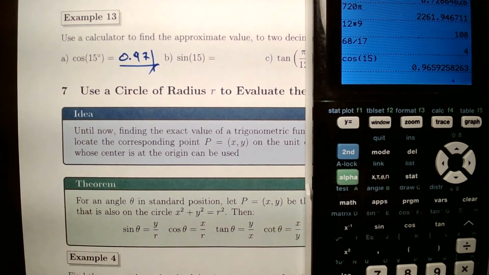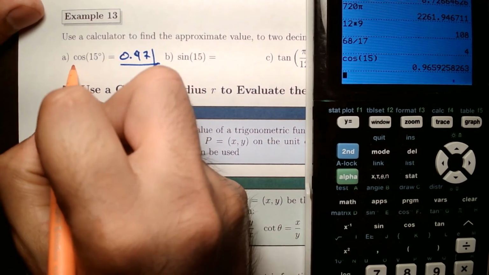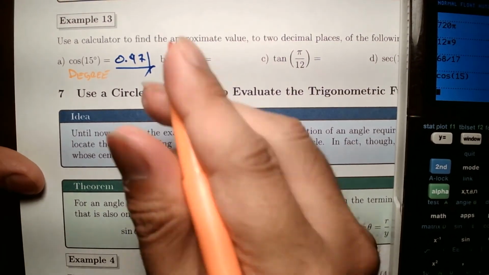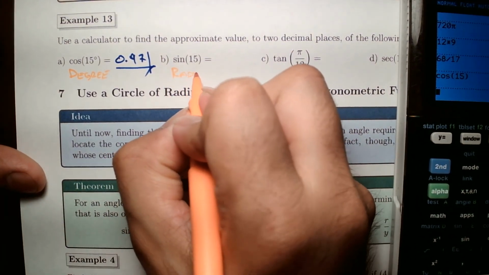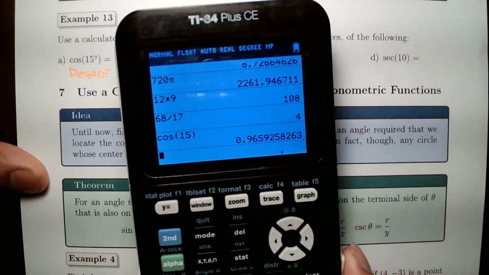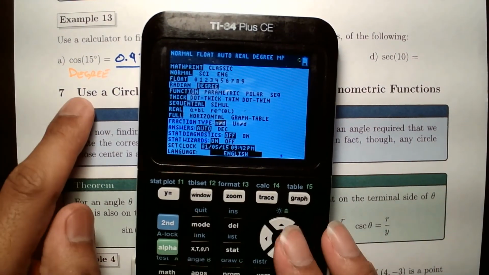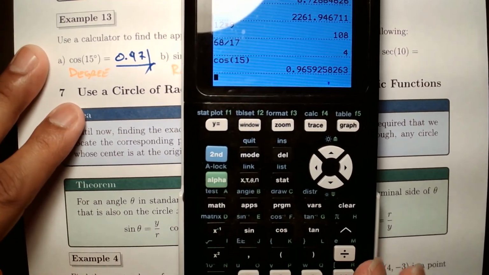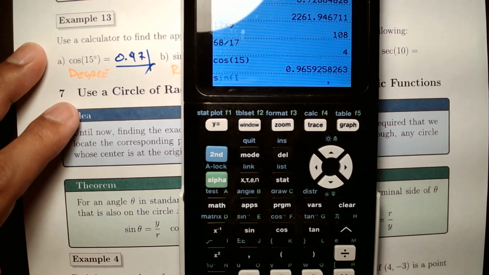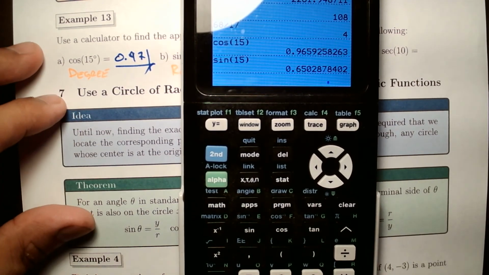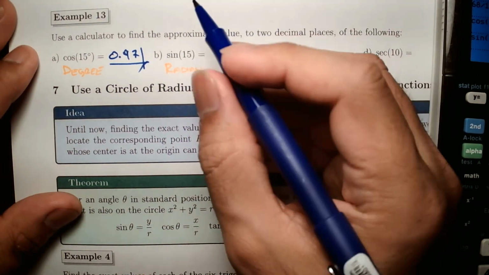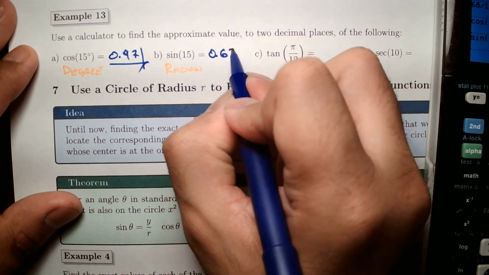Let's evaluate sine of 15. However, in this case, be sure that this is degree. Note, this is in degree, and note that this is in radian. So we want to set our calculator back to radian mode. So second, quit, and then evaluate sine of 15 in this case, and that's the value that we get, 0.6502 rounded to 2 decimal places. That's simply 0.65.